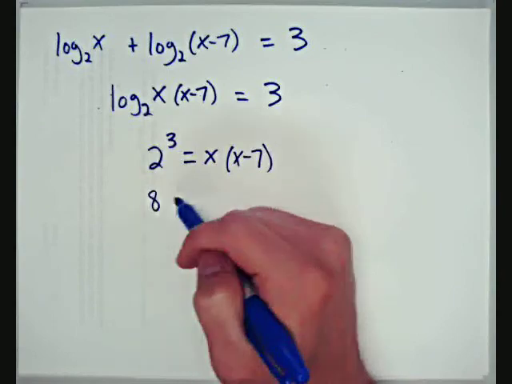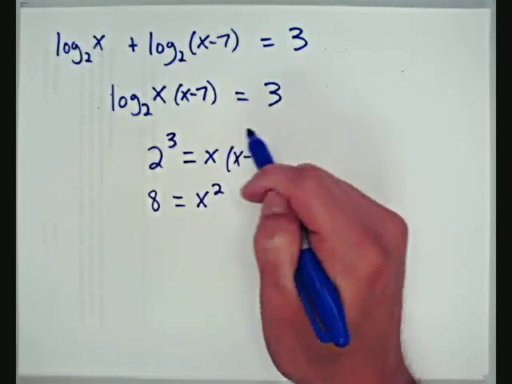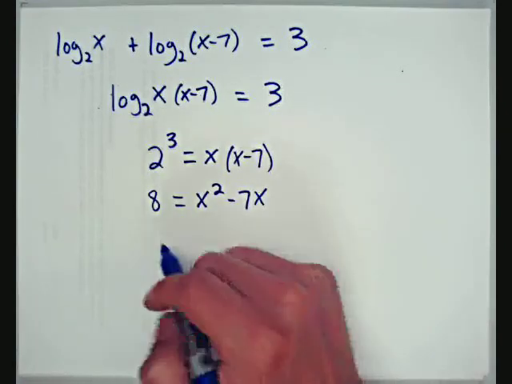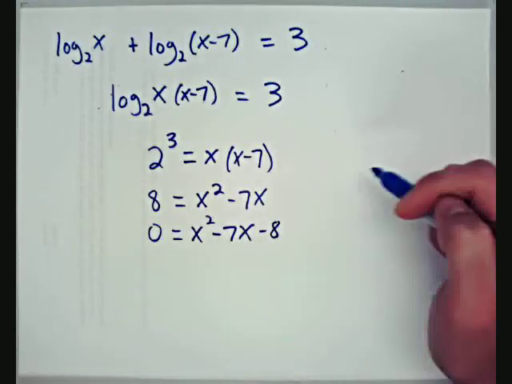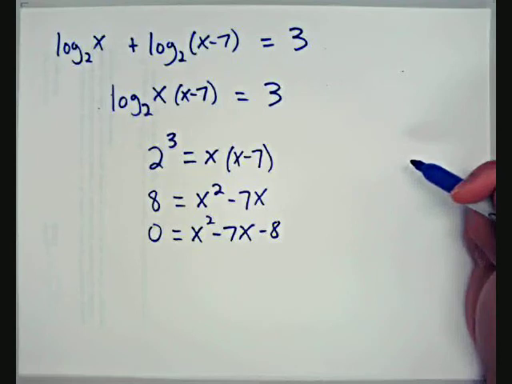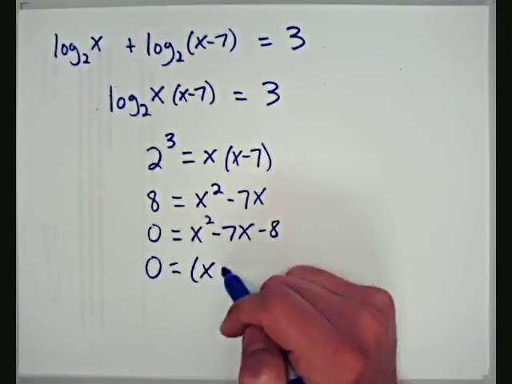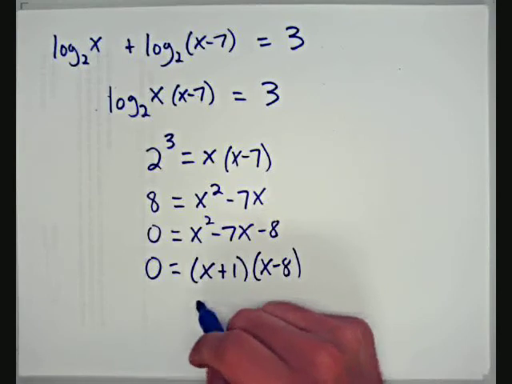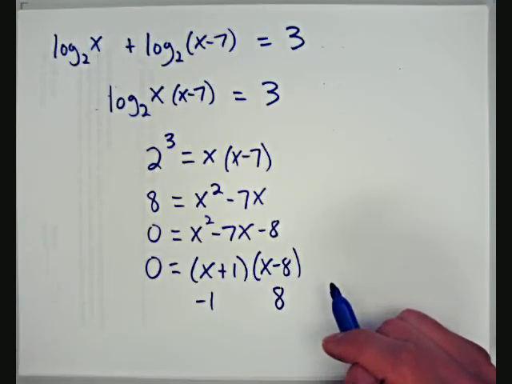2 cubed is 8 equals x times x is x squared. x times minus 7 is minus 7x. That leads us to a quadratic, so we want to subtract 8 to give x squared minus 7x minus 8. Again, basically all of these factor. Factors of negative 8 that would subtract to make negative 7 are 1 and minus 8. So x plus 1 will give us negative 1 as a possible solution, and x minus 8 will give us positive 8 as a possible solution.